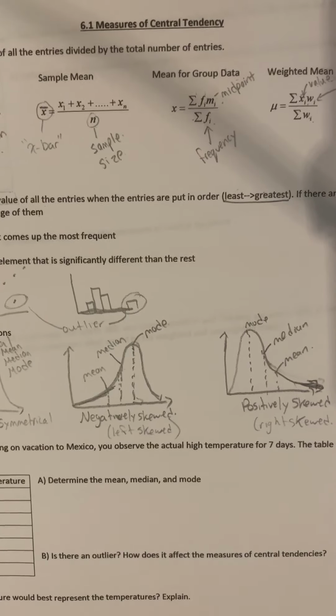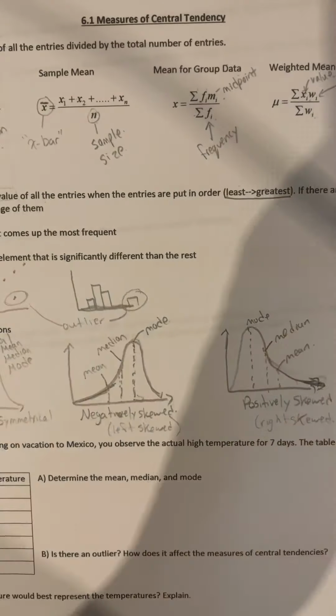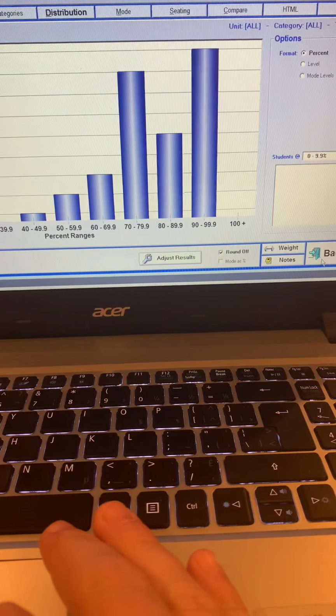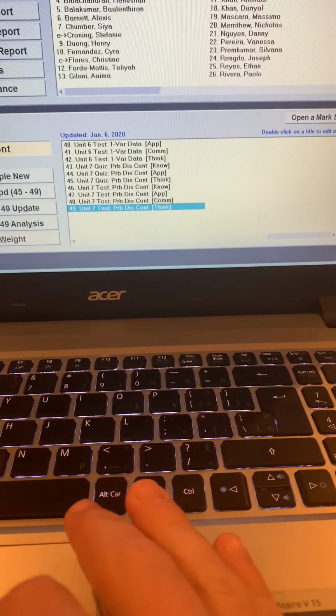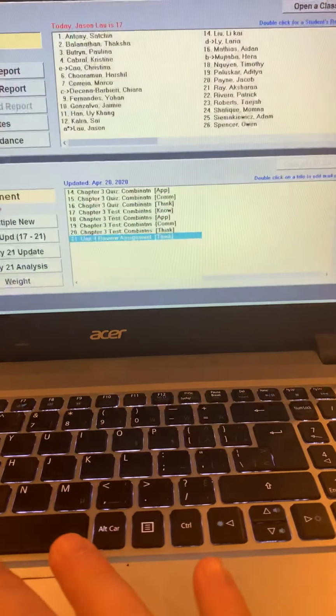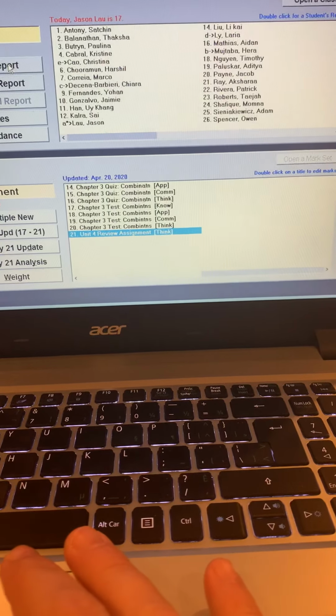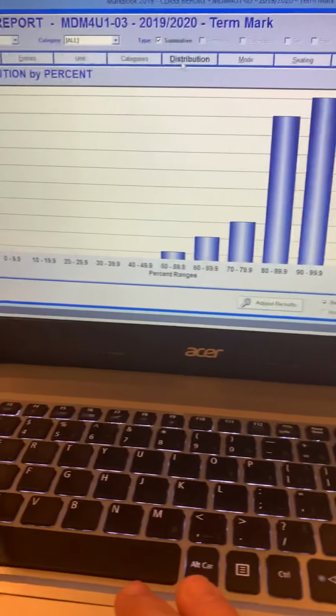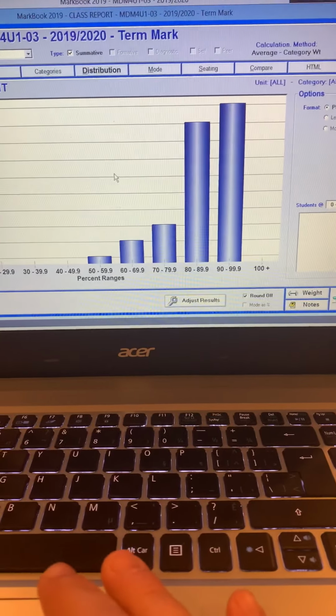Okay, so I'm just going to show you an example of our class results. So here are our marks in our class. You can see that we have a tail. Oops, this is actually my wrong class. That was last semester. Let's do our class. Class report, distribution. Okay, so here we can see our results of our class.